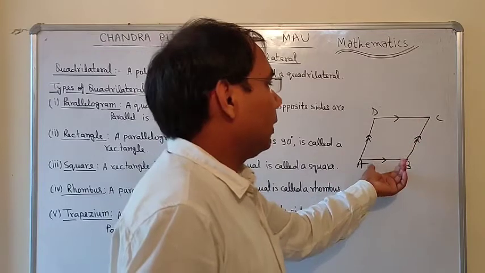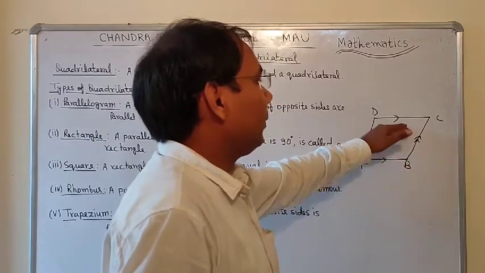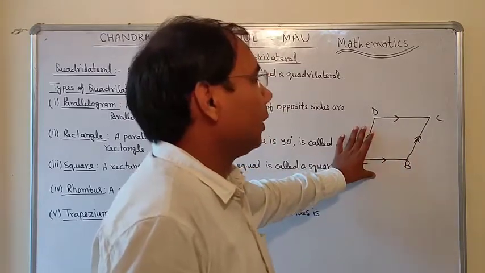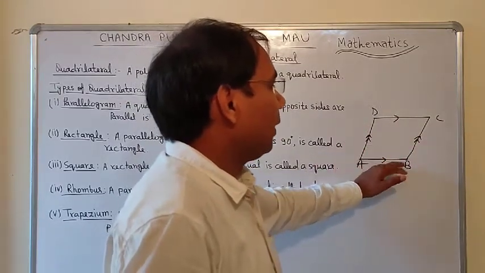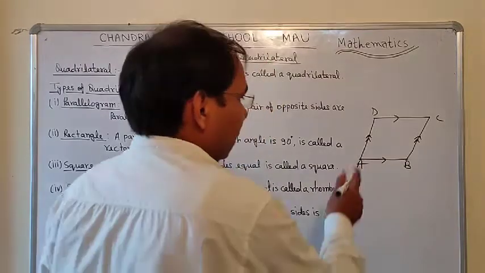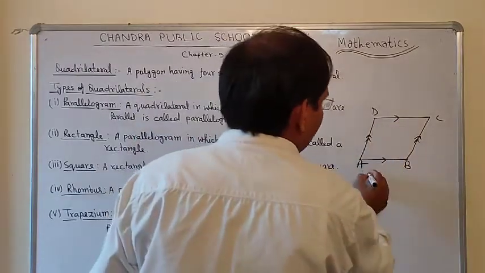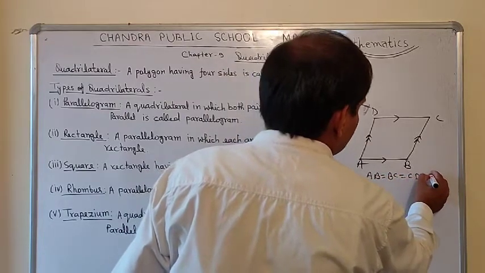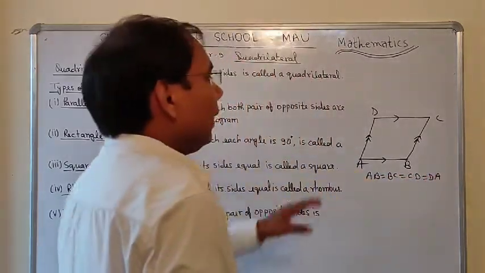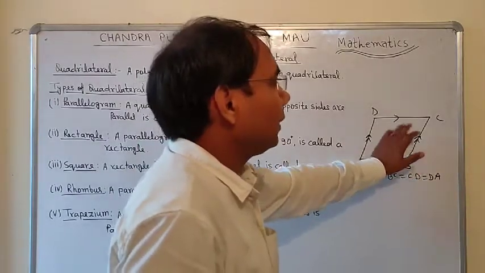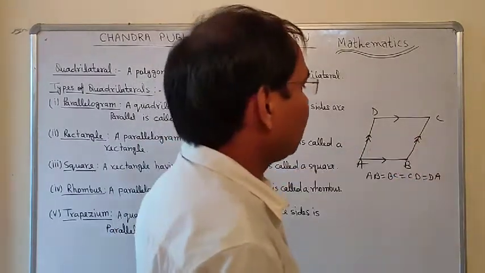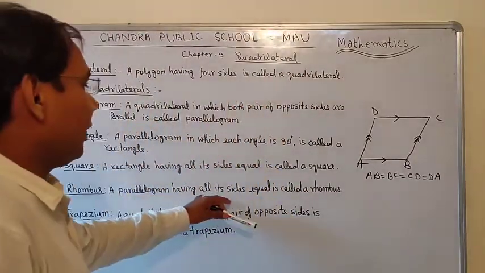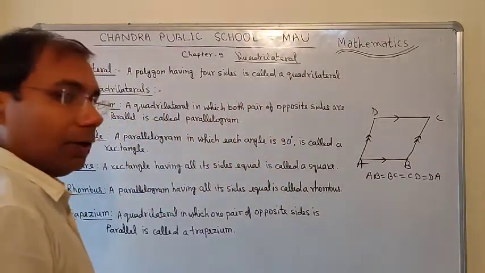So here, according to the definition of the parallelogram, if in a quadrilateral both pair of opposite sides are parallel, then it is called the parallelogram. And if in the parallelogram all the sides are equal, if you are given that it is a parallelogram and AB equal to BC equal to CD equal to DA, so if in a parallelogram all the four sides are equal, then that parallelogram is called the rhombus. So a parallelogram having all its sides equal is called a rhombus.